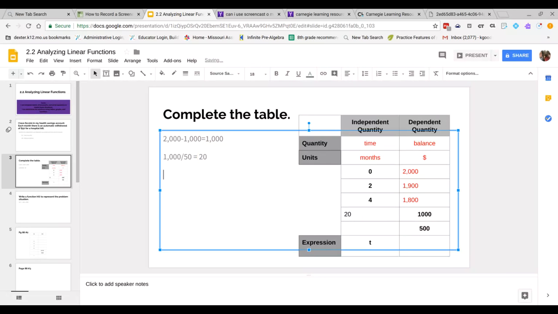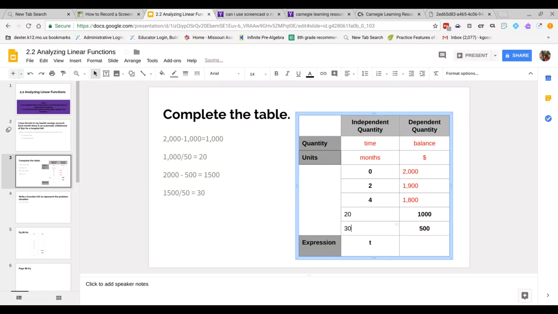And then my next balance is $500. So we take 2,000 and subtract 500, and that leaves me with 1,500. So they have withdrawn $1,500 total. To figure out the number of months, we divide that by 50. So you take 1,500 and divide it by 50, and that gives you 30 months. So it would take 30 months for my balance to reach $500.